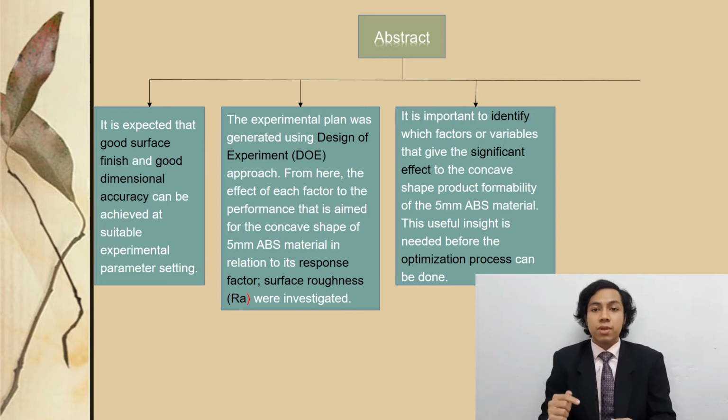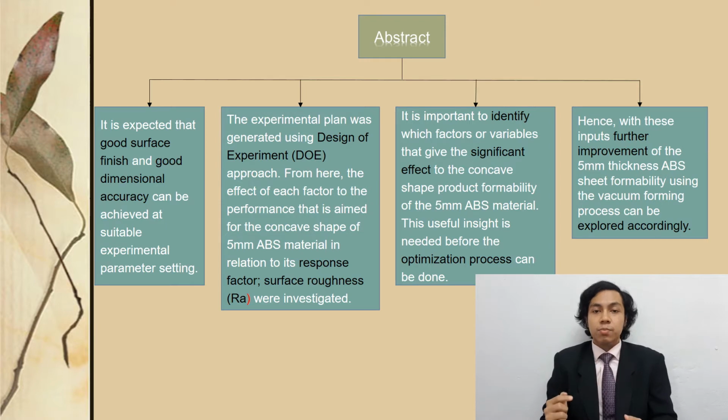This useful insight is needed before the optimization process can be done. Hence, with this input, further improvement of the 5mm thickness ABS sheet formability using the vacuum forming process can be explored accordingly.